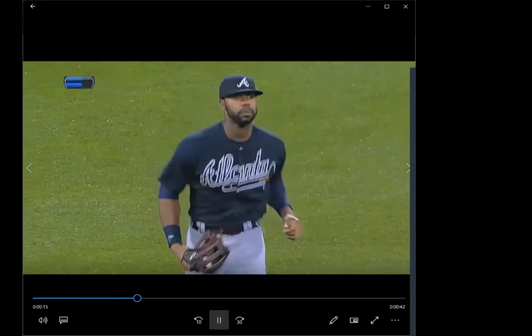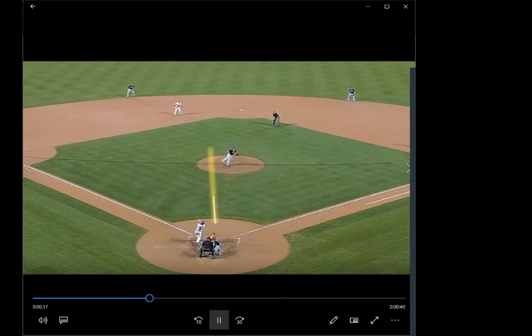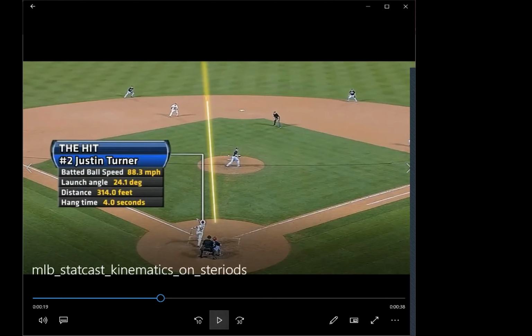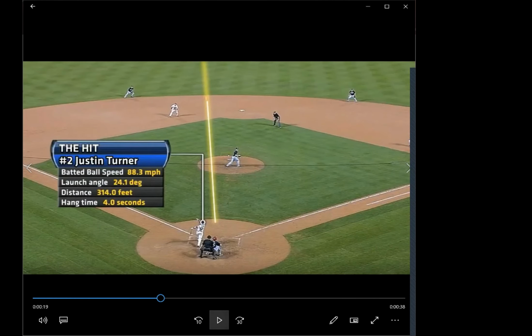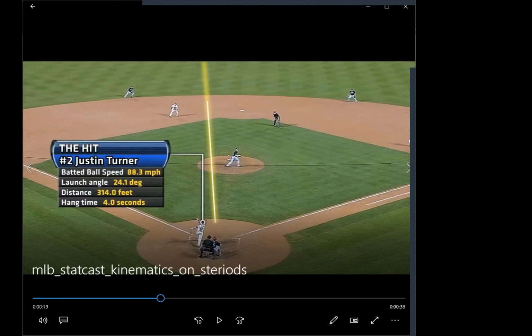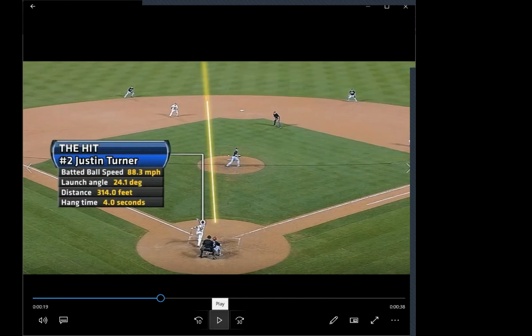So let's analyze this. Okay, he hits the ball within seconds, okay? Within seconds, we've got all this information. The ball comes off his bat at 88.3 miles per hour at an angle of 24.1 degrees. It knows it's going to go a distance of 314 feet, and it's going to take 4.0 seconds to get there. All right, all that information. This is kinematics. This is what we're learning right now, right?